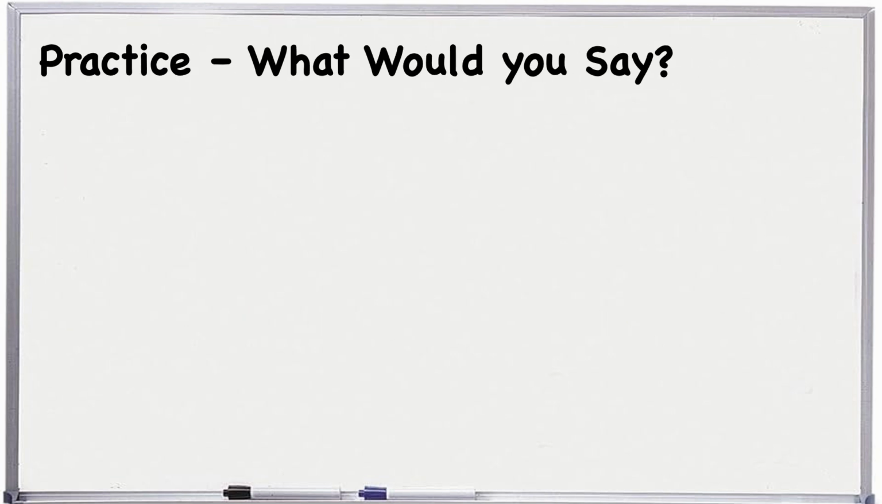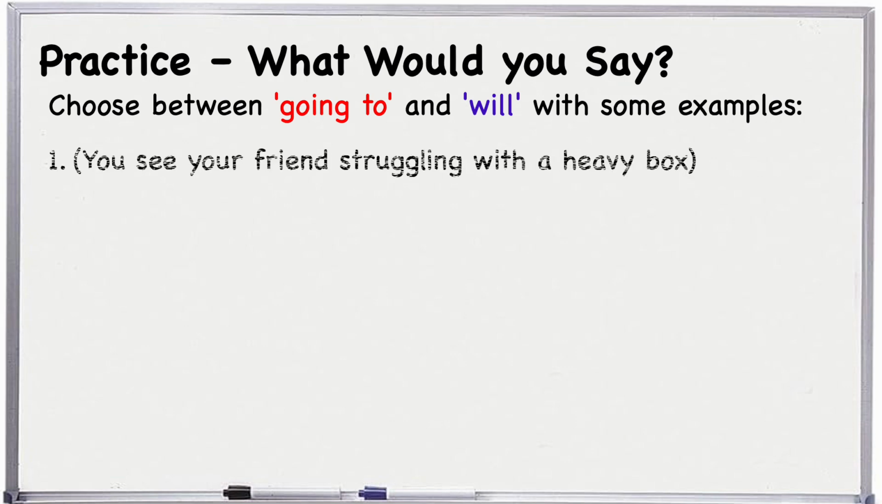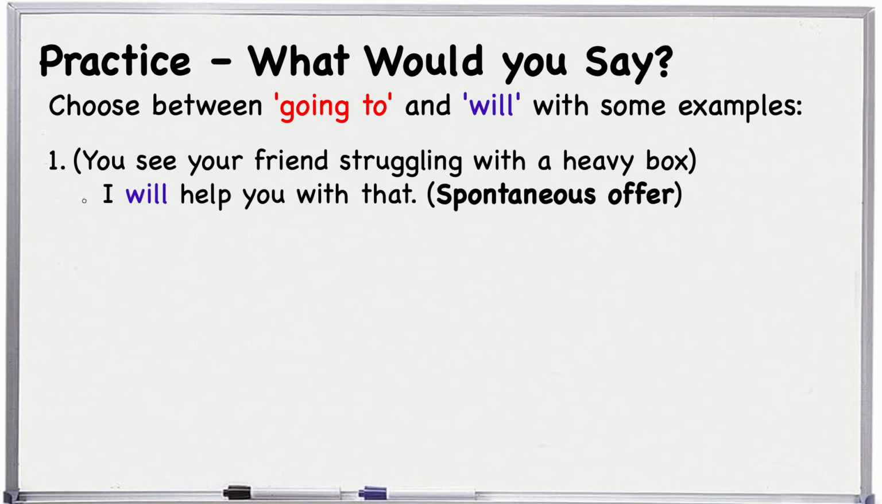Okay, let's practice. I will give you a situation and you will practice what you will say. So choose between going to and will with these examples. Number 1. You see your friend struggling with a heavy box. What are you going to say? Pause the video, think about it, practice something, and see if we're right by pressing play. Well, this is a spontaneous offer, so we could say, I will help you with that.